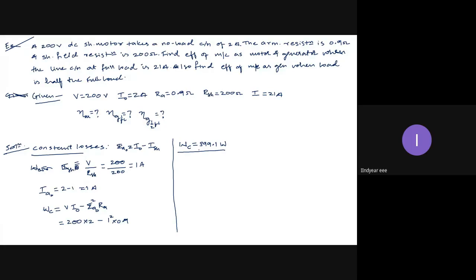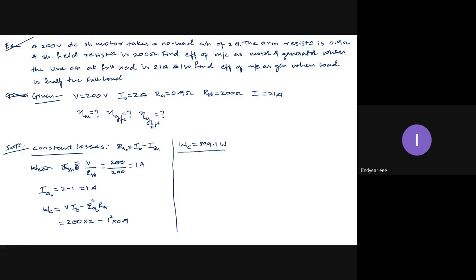So as we go on reducing the input, or as the load is lower than the full load value, constant losses will be more prominent and most of the input is taken to satisfy constant losses. Because of which my output will not be half of the input at full load condition. Efficiency increases as the load increases.